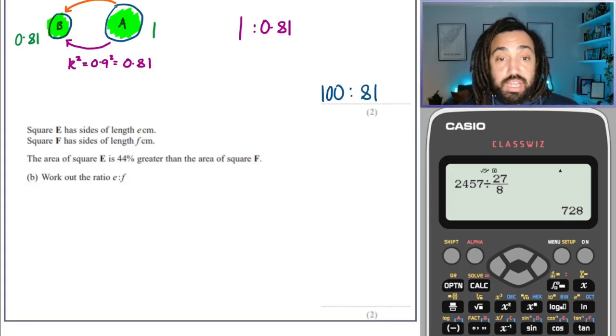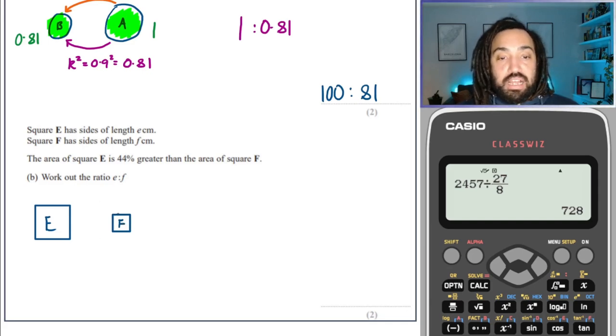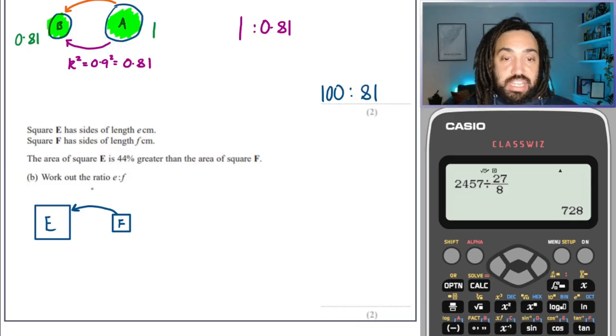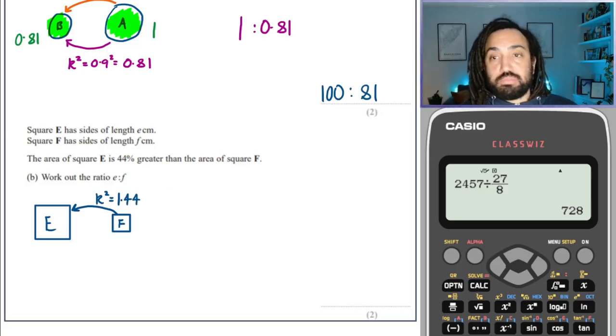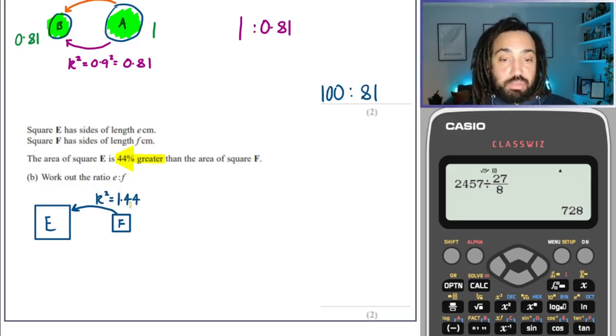Okay, next we've got square E has side length E and F has side length F. The area of E is 44% greater than the area of F. Okay, so E is the larger one, and these are squares. E is the larger one, which means that F is the smaller one. And if I was to go from here to here, the area scale factor would be 1.44 because I want to multiply by something in order to make it 44% greater, so that number would be 1.44.